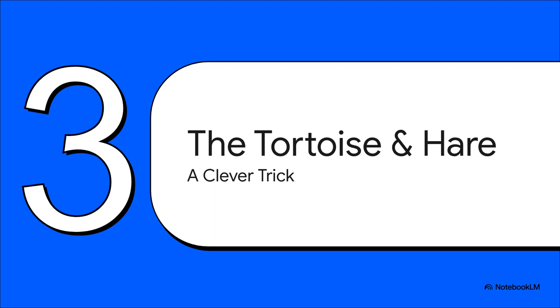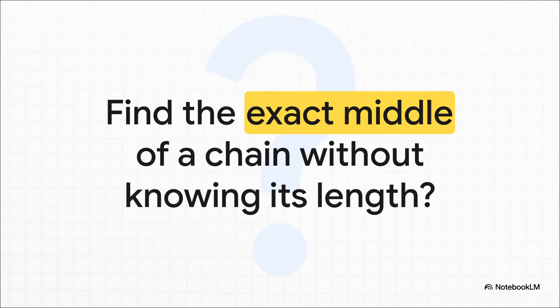And because they're so flexible, linked lists let you pull off some really elegant solutions to some pretty tricky problems. Let's check out one of the most famous tricks in the book, something that's often called the tortoise and hare algorithm.